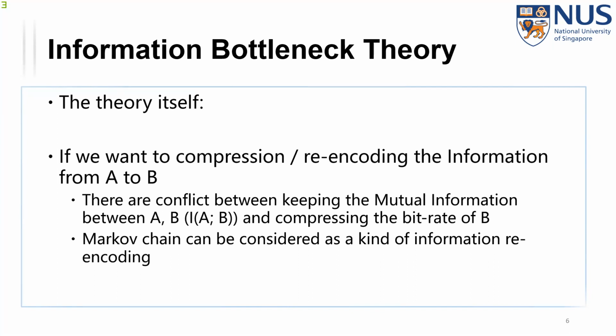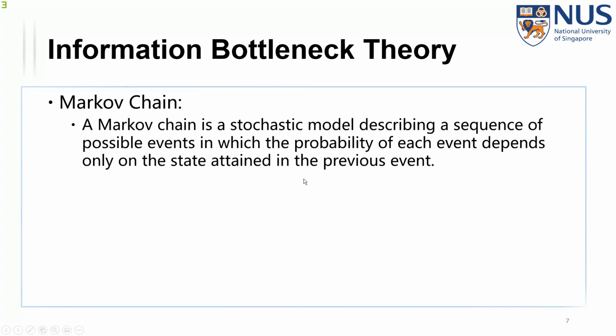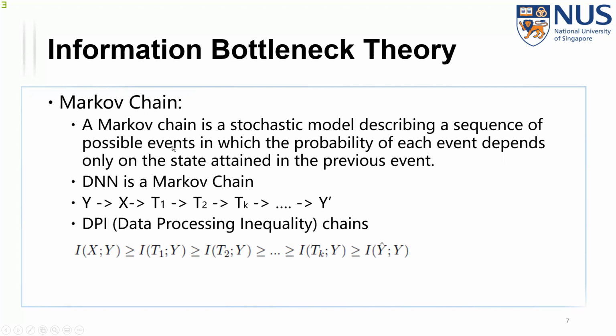It also says that a Markov chain can be considered as a kind of information recoding. So what is a Markov chain? That's actually something copied from Wikipedia. It's a model describing a sequence of possible events in which the probability of each event depends only on the state attained in the previous event. Which means that if we have a Markov chain Y to X, what is happening in X is only related to what is in Y, but it's related through probability. So it's not a 100% translation, but a probability-related translation. Moreover, the DNN is a Markov chain. So for example, we have X, we will certainly have the, let me go to the next page first.